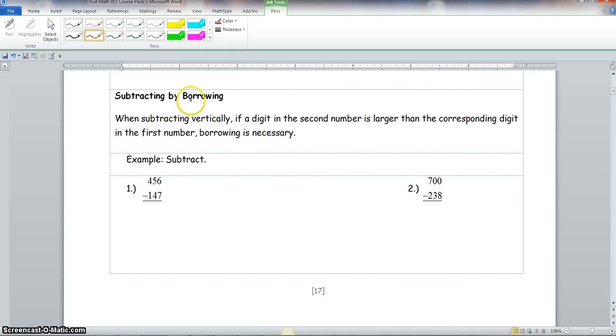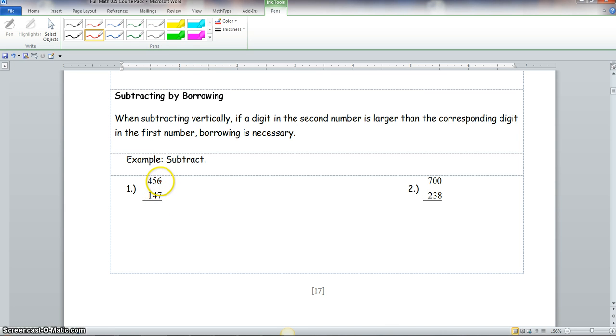Now we have subtracting by borrowing. When subtracting vertically, if a digit in the second number is larger than the corresponding digit in the first number, borrowing is necessary. So we have 456 minus 147.